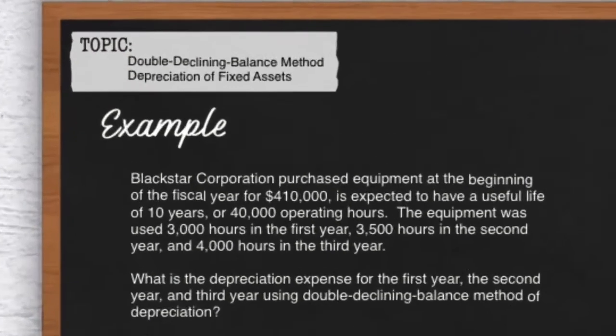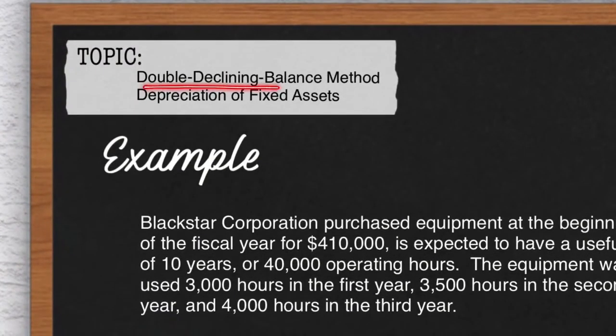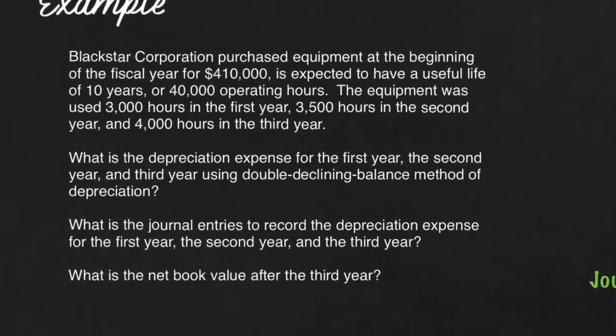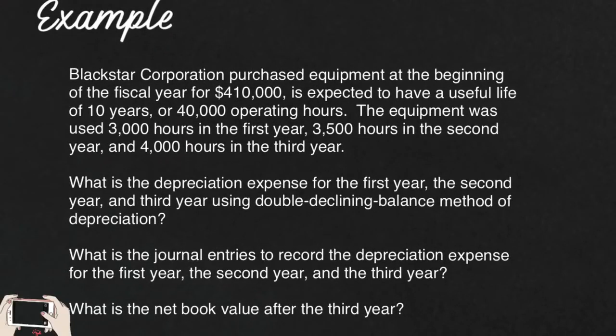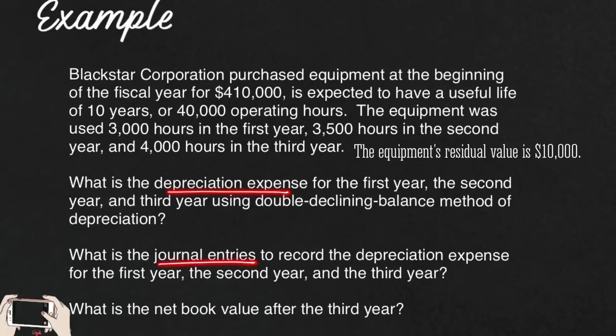Let's go over the double declining balance method, which is a form of depreciation for fixed assets. It's also considered an accelerated method of depreciation. Here's our example for Black Star Corporation, which purchased equipment for $410,000. I left out that the salvage value or residual value is $10,000.